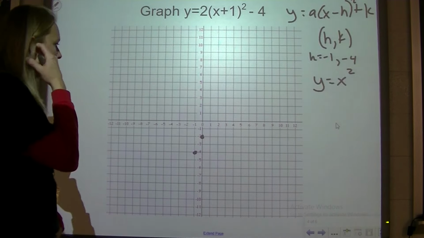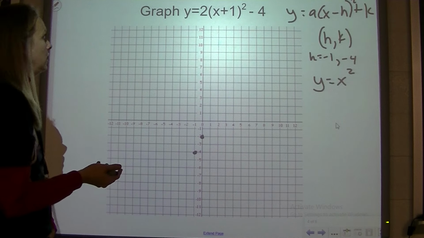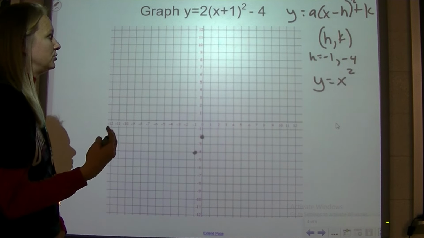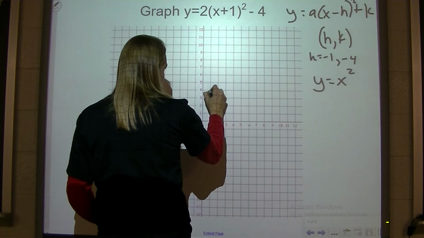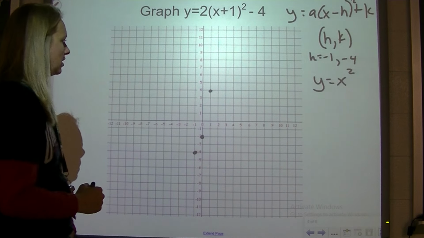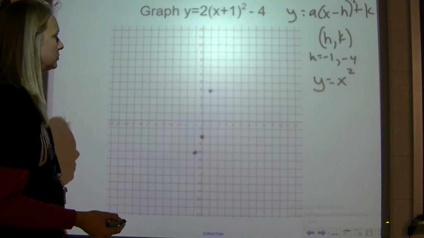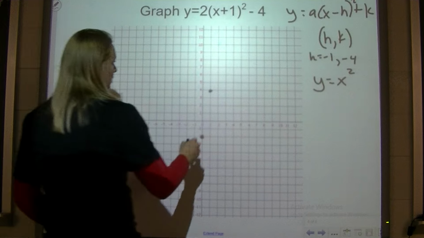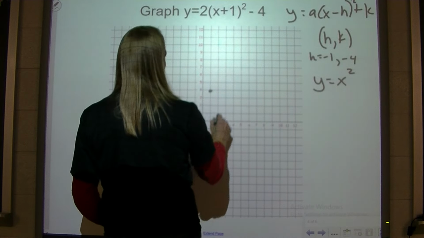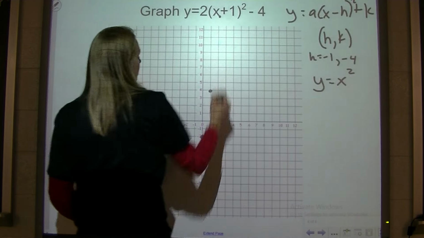So we can plug 1 in, and we would get 1 plus 1, which is 2, 2 squared is 4, 4 times 2 is 8, 8 minus 4 is 4. So when x is 1, we have 4. And then I think I plugged 2 in as well. 2 plus 1 is 3. 3 squared is 9. 9 times 2 is 18. 18 minus 4 is 14. So I could plot (2, 14), which is going to be up here somewhere.